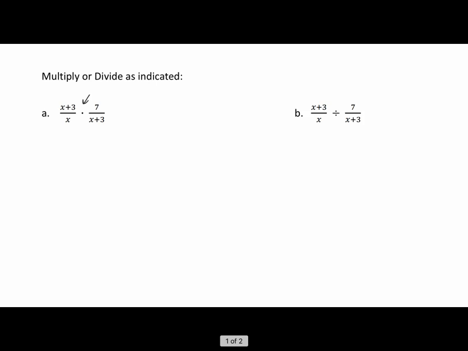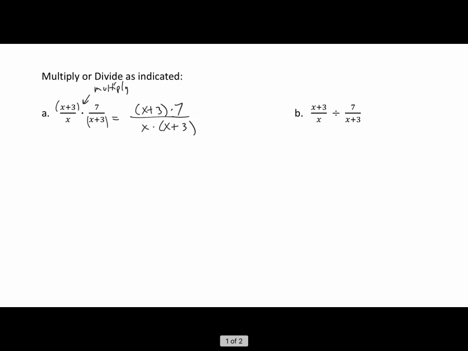The dot means to multiply. So that's how we know this is multiplication. And we're going to do the multiplication here straight across. If you have more than one term, make sure you lock that up. So x plus 3 times 7 in the numerators and x times x plus 3 in the denominators.